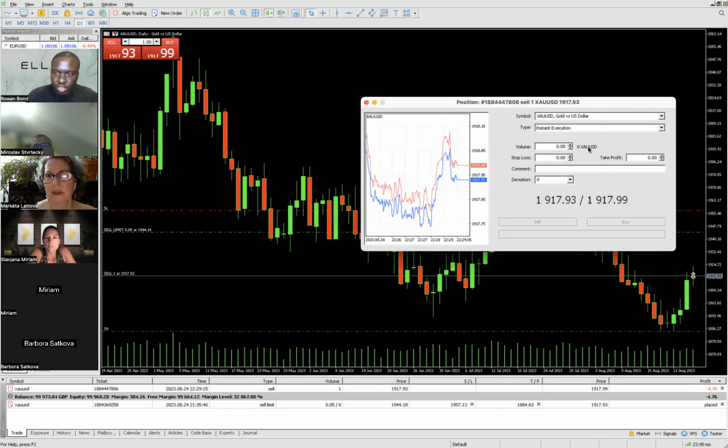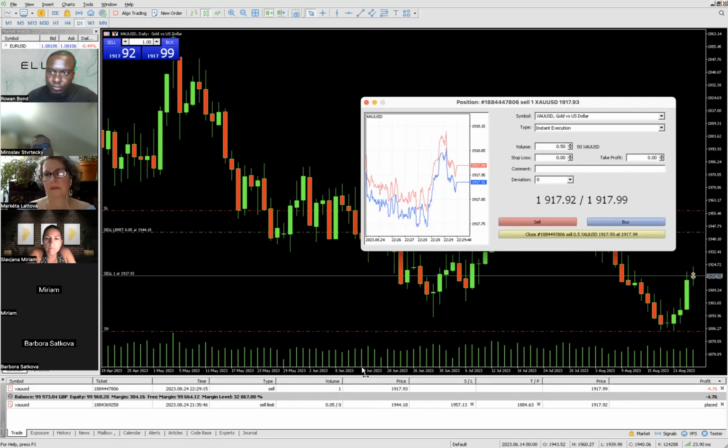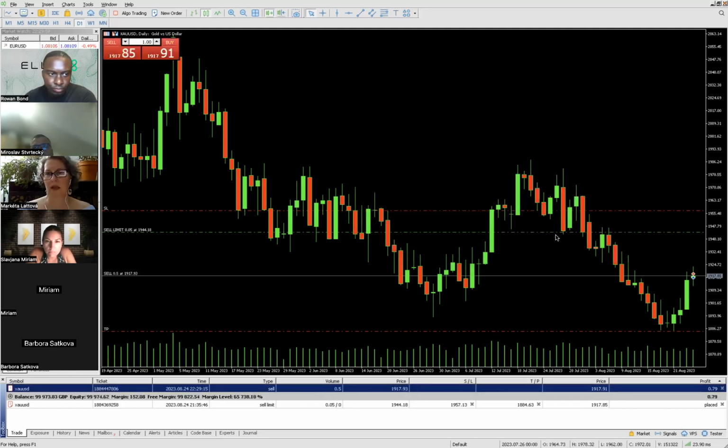So this is a 1.00 lot size that I'm using for this trade. If I want to close half, I'll put 0.50, which is half a lot, and I click on close. Did you see? Now the trade that is left is 0.5. It changed from 1 to 0.5.